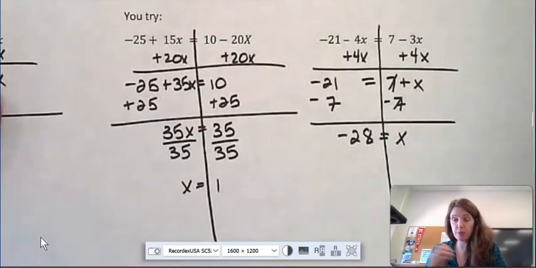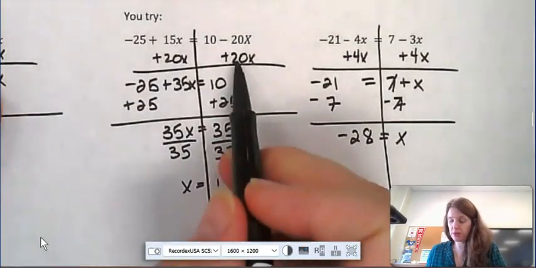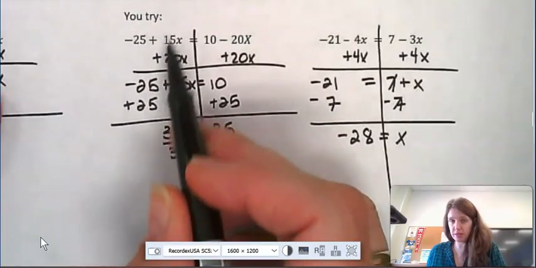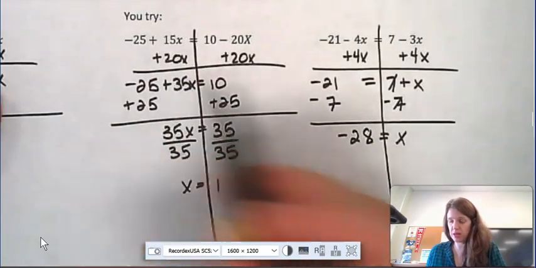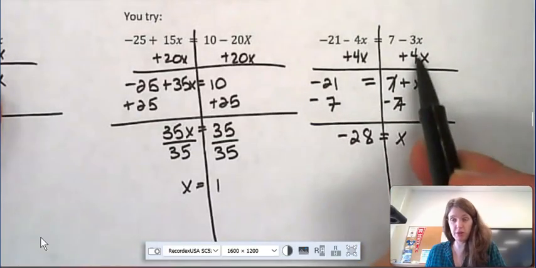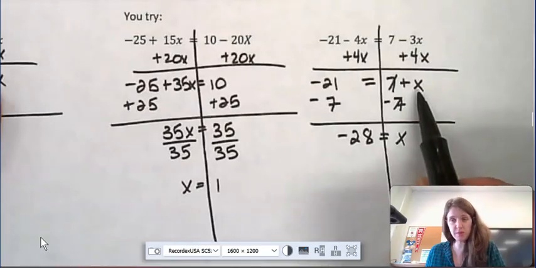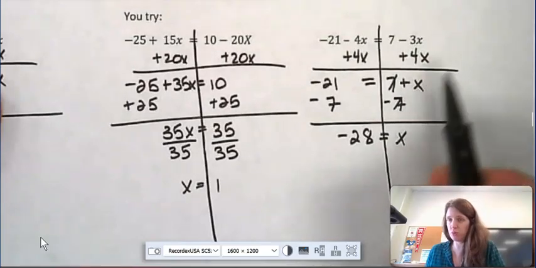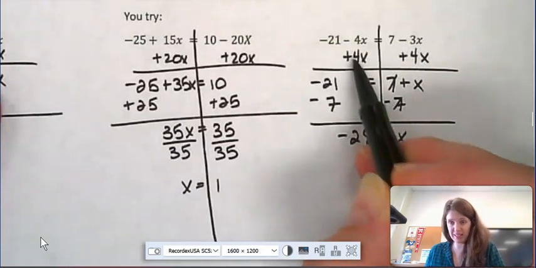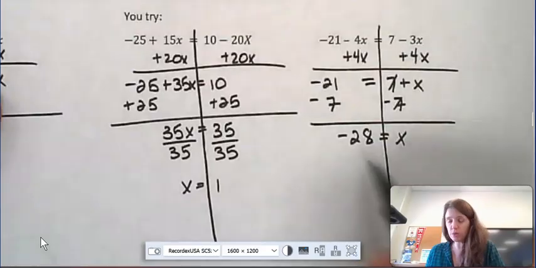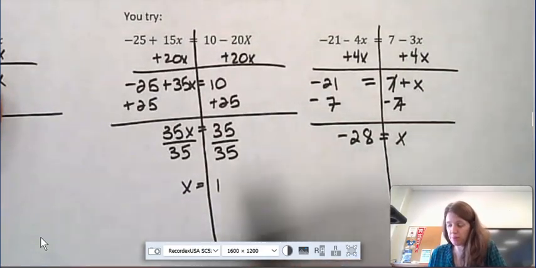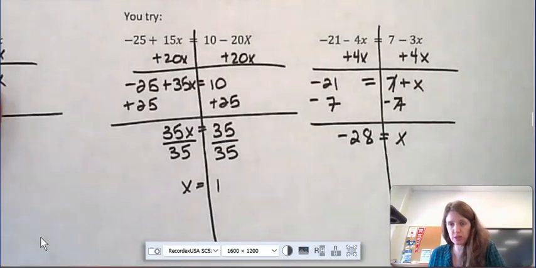All right, so as you can see, I moved my variable of a -20 over on the left side because I knew that these positives would keep me with a positive x, okay? And the same thing here, I moved my -4 over on this side because I knew it was bigger than my -3, so it kept me with a positive x. But if you did it the other way, that's fine, right? If you moved your -3 by adding 3x over here, you would have had a -x, and at the end you would have divided by -1, which would still end with a -28. Okay, so you should end up with an x equals 1 and an x equals -28.